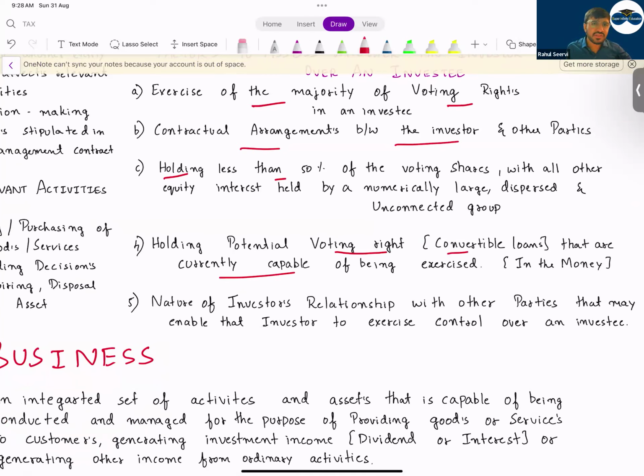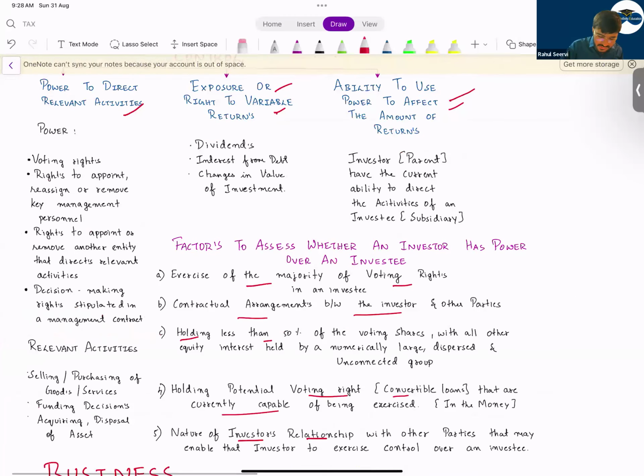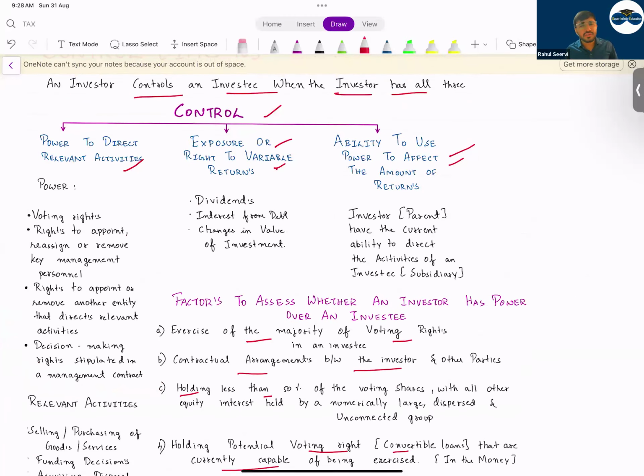If they are in the money, we say that power is there. That means the market value is more and the exercise price is less. Then the nature of investor relationship: how is the investor's relationship with other parties on the board, etc. With this, the definition of control is done. So it is a very important topic.